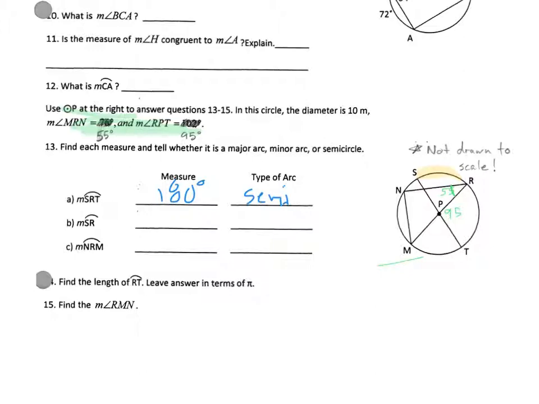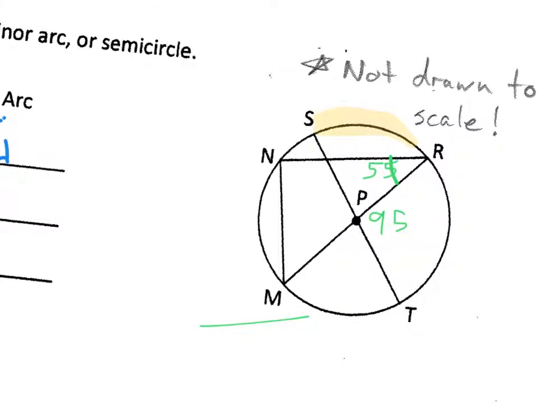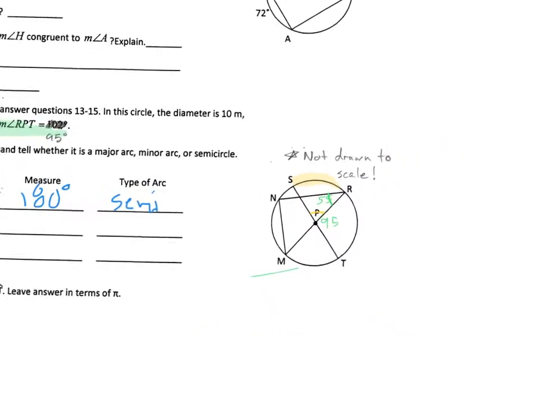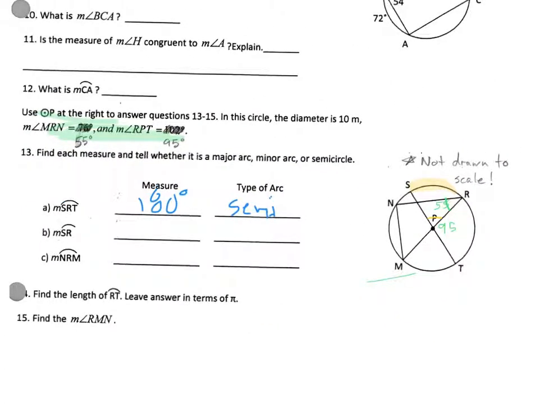Let me zoom in on it now. So that central angle, well, it's got to be a linear pair with 95. So that means it's 85. And I just talked about how SR has to match that. So SR has to be 85. SR 85. That is a minor arc.